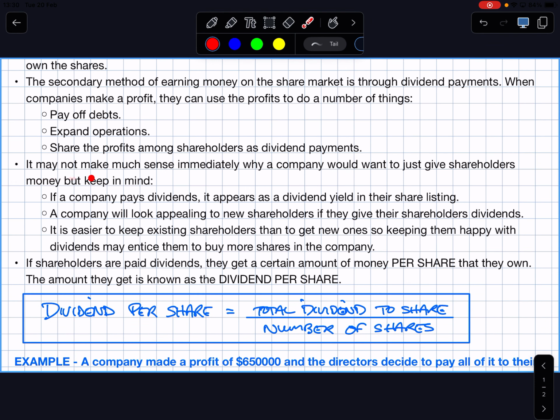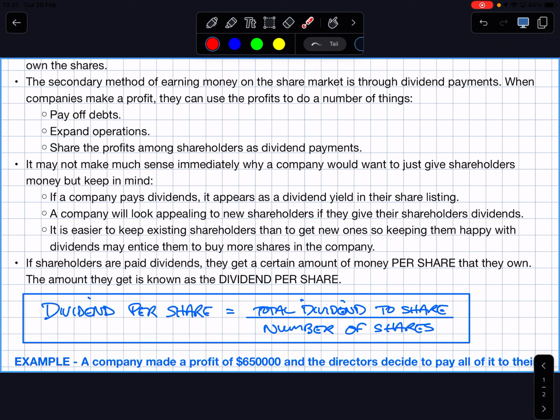It probably doesn't make sense much to you. Why would the company want to share some of its money? Wouldn't it want to keep growing? But keep in mind, if a company pays dividends, you might remember from our first lesson, there was the dividend yield column in the share listing. So we already talked about if a company has yield, you probably want it because they're paying dividends. A company will look appealing to new shareholders if they give their shareholders dividends. Also, it's easier to keep existing shareholders happy than to get new ones. So if you've got shareholders and you pay them dividends, they're going to remain happy.